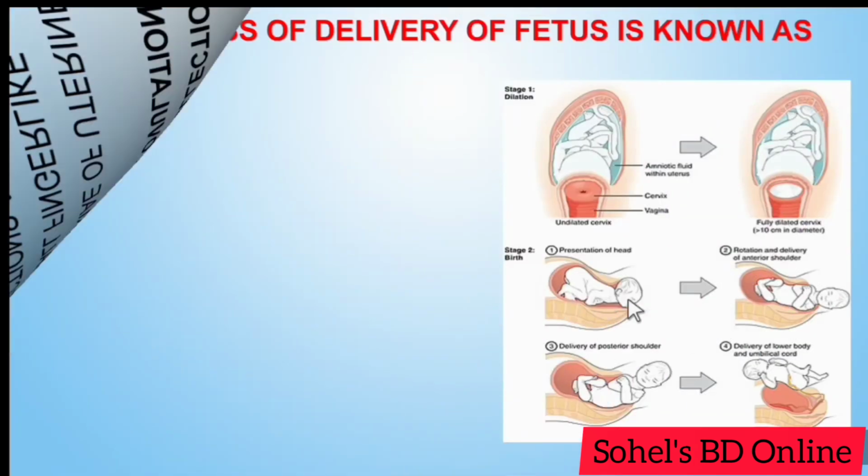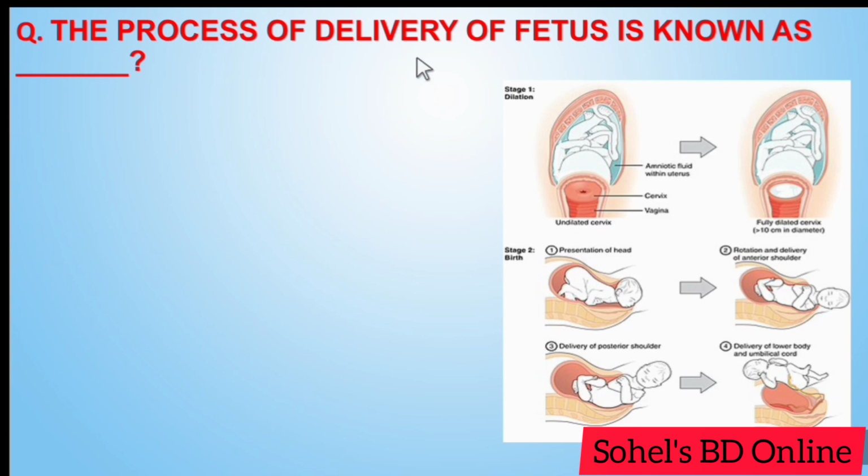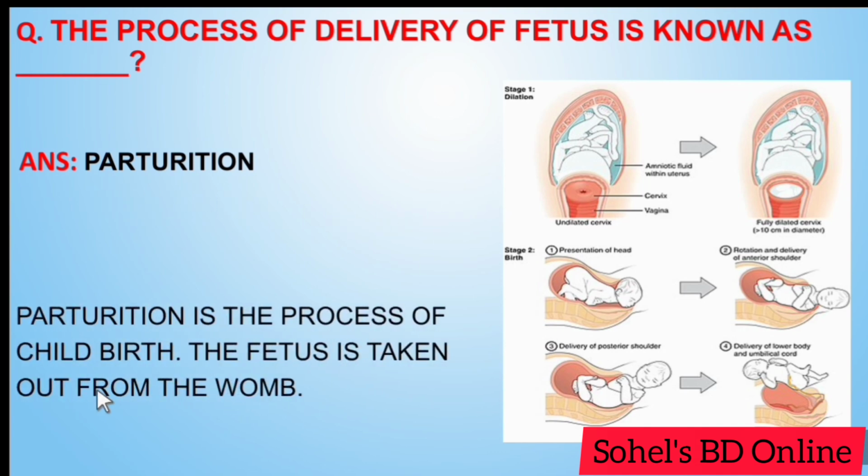Next, the process of delivery of fetus is known as? Answer: parturition. Parturition is the process of childbirth. The fetus is taken out from the womb.